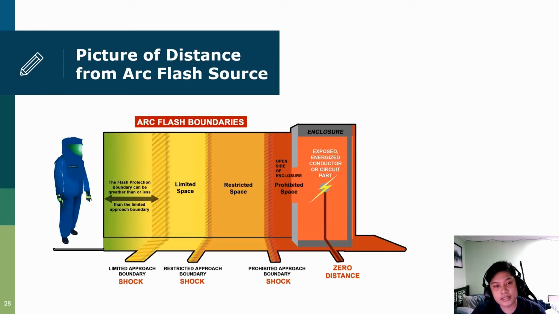Picture of distance from arc flash source. So, ibig sabihin kapag mas red, mas delikado yung pwedeng maging damage niyan sa gagawa ng equipment natin. Kapag sa gitna, moderate, tapos dito, slight, tapos medyo mas space or mas safe siya pag nandito sa area ito.